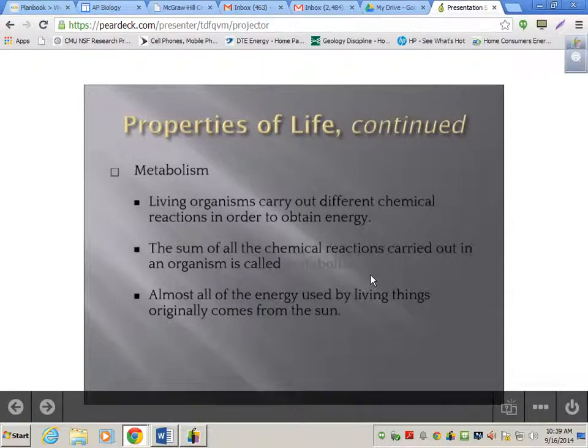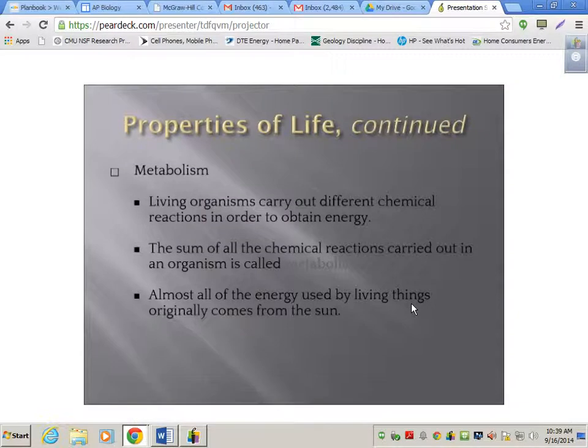Now, almost all of the energy used by living things originally comes from the sun. We know that. The sun gives plants light. They take that and make sugar out of it. We eat the sugar, or we kill something that ate the sugar and we eat it. But either way, it all comes from the sun.